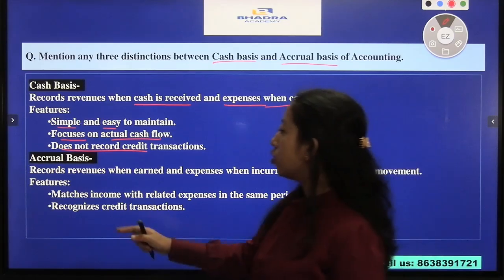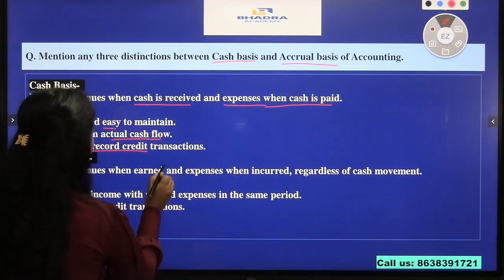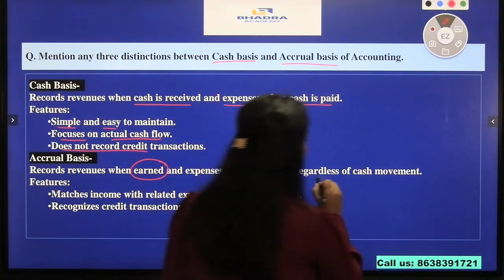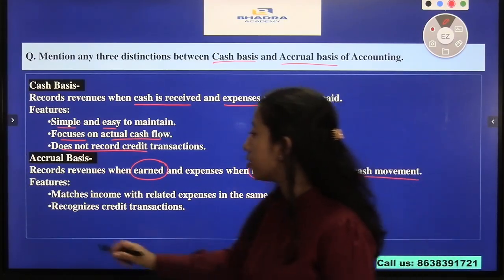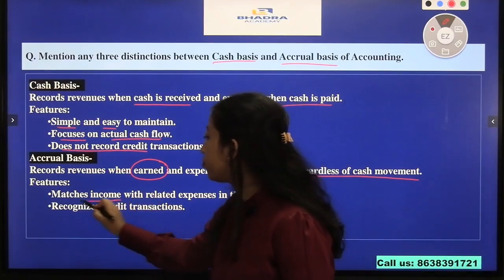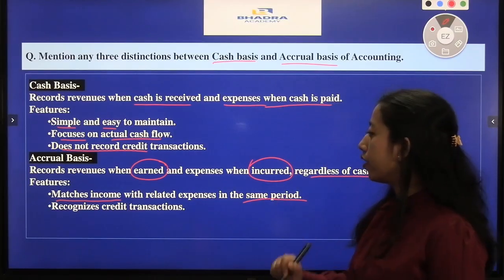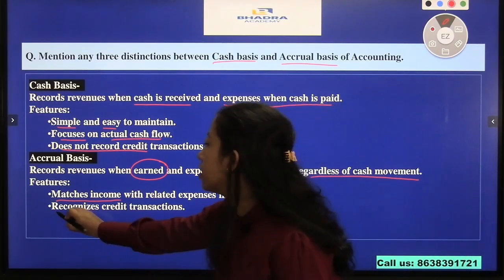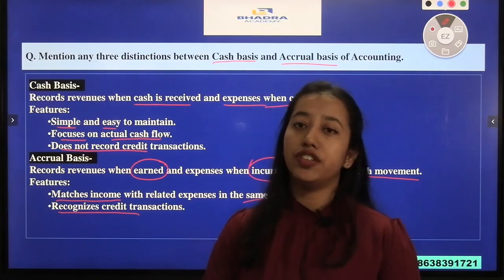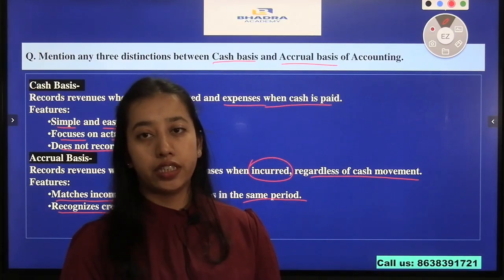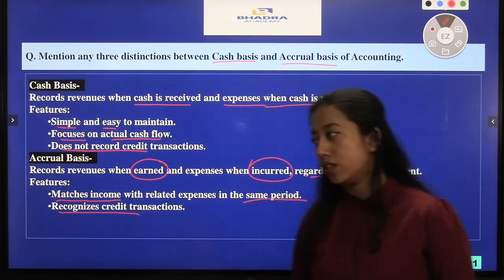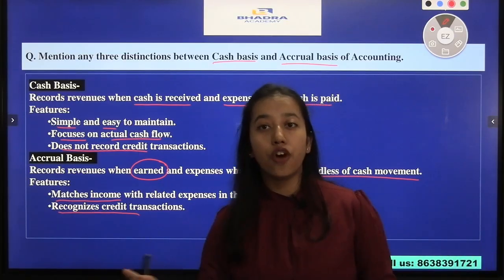As it is said, it records revenue when earned and expenditure when incurred, regardless of cash movements. The feature says it matches income with related expenses in the same period, and it recognizes credit transactions. So what is accrual basis? Whenever a business activity is done, the value of that transaction is recorded in the books of account. That basis we call the accrual basis of accounting.